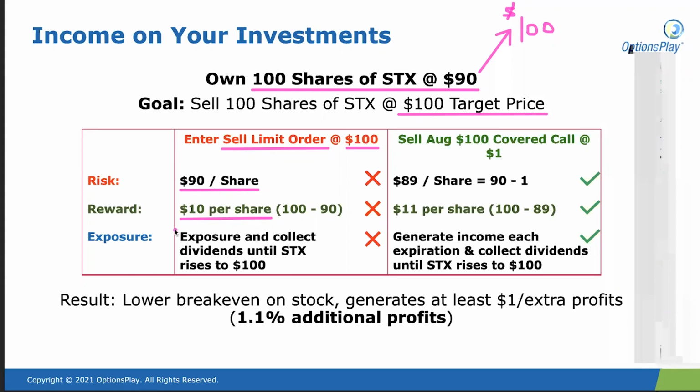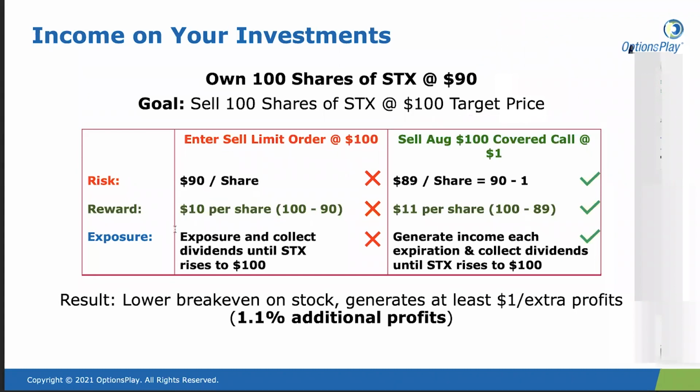This is pretty straightforward so far with respect to the stock part, because any of you that have traded stocks, you've probably put in a limit order to sell your stock at a specific price, okay? Until the stock hits that price, you have exposure and you can collect dividends. That's the only income that you have between now and the time that your order is filled.